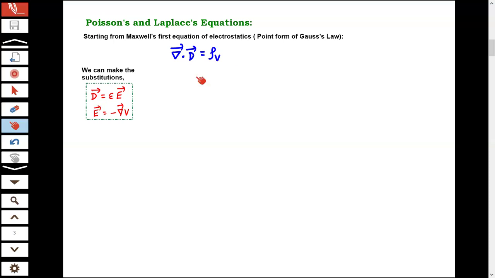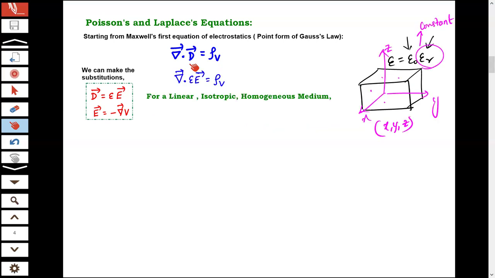So to make it simple, we are going to rewrite this equation in terms of potential function, which is more useful in solving electrostatic field problems like the examples of capacitances we will look at in further videos. So when we substitute this flux density D as epsilon times E, the equation can be written as divergence of epsilon E vector equals rho V.